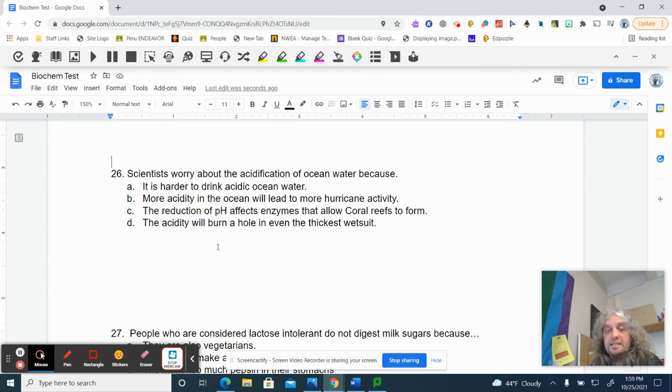Question 26. Scientists worry about the acidification of ocean water because A, it's harder to drink acidic ocean water. B, more acidity in the ocean will lead to more hurricane activity. C, the reduction of pH affects enzymes that allow coral reefs to form. D, the acidity will burn a hole in even the thickest wetsuit.